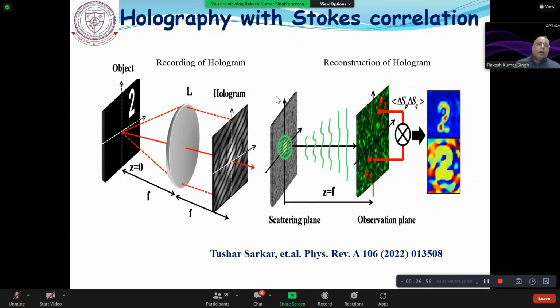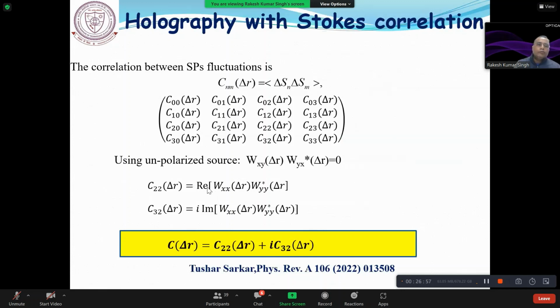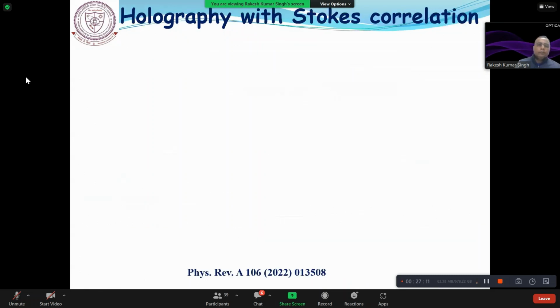So what we did, out of this 4x4 combination, we used only C22 and C32. So we use only these two combinations, and combining these two combinations, we got the complex field. Once we have this complex field, so this is our experimental setup.